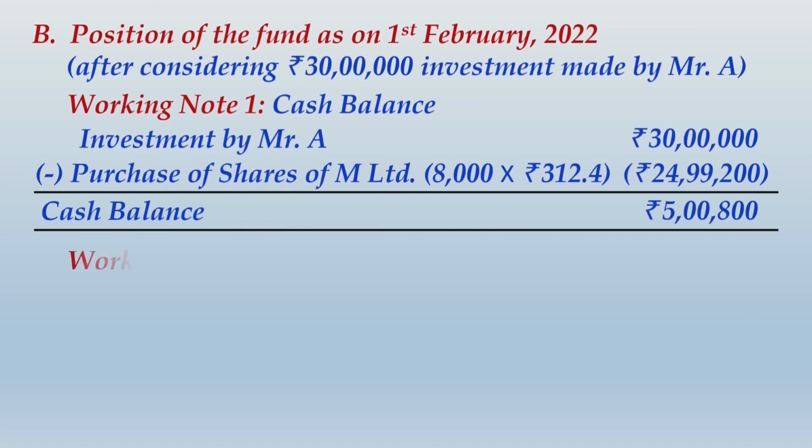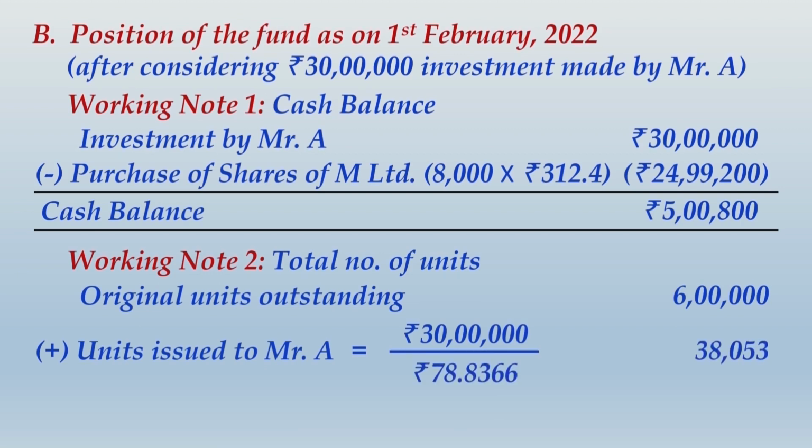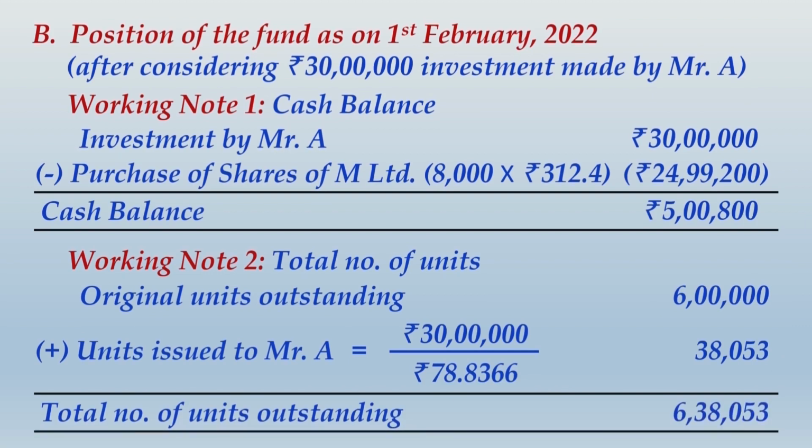And now we have to also work out the additional units that were issued by the mutual fund on this investment of 30 lakhs. So original units outstanding were 6 lakh units. Units issued to Mr. A, 30 lakhs divided by rupees 78.84 approx, or you can write 78.8366, whatever. This will give you the number of units to be issued to Mr. A, and once you get the aggregate of these two, it will be the total number of units outstanding after this transaction happened on 1st February 2022. So please write up this whole thing and then I take you ahead.